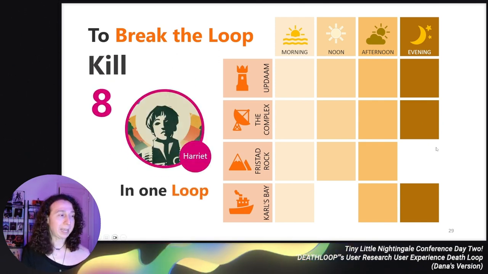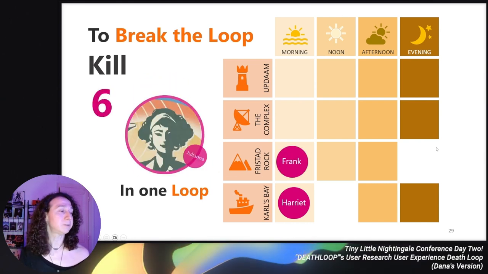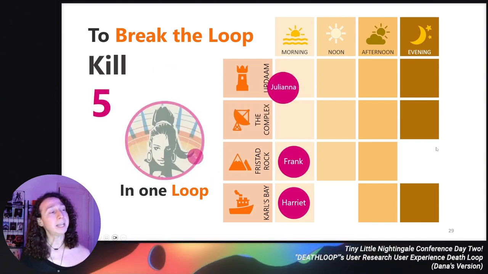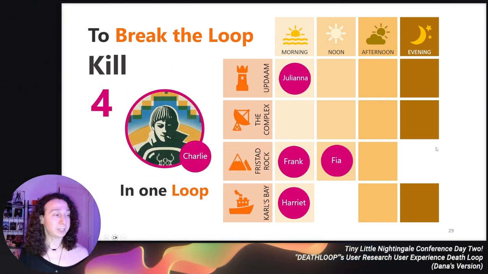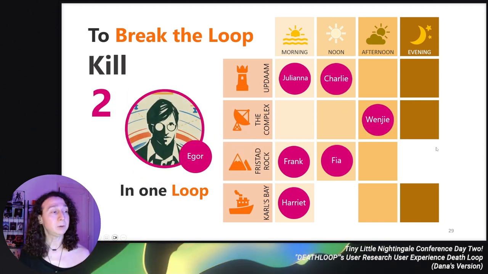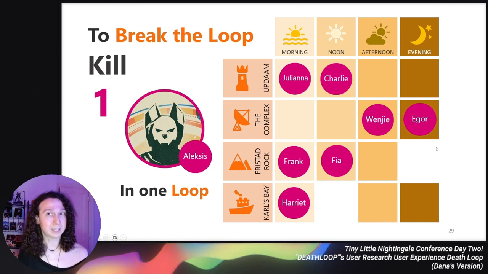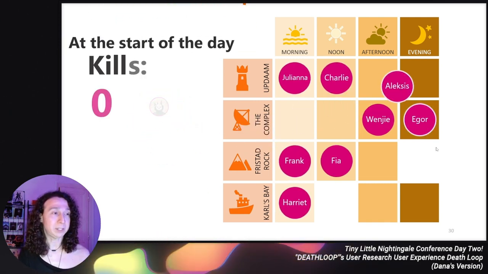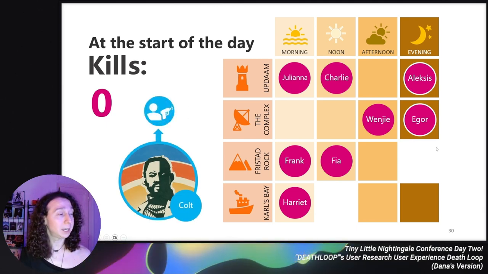To break the loop, you must kill eight Visionaries in one loop. Let's count them off. We have Harriet, who makes her base in Karl's Bay in the morning. And there's Frank, who lives in Freestad Rock. Juliana, who has an outpost in Updom. Fia, who is based in Freestad Rock as well. Charlie, who also lives in Updom. Wenjie, who is in the Complex. Igor, also the Complex. And finally, Aleksis Dorsey, who has a mansion in Updom that you can visit in the evening. You, of course, play Colt.